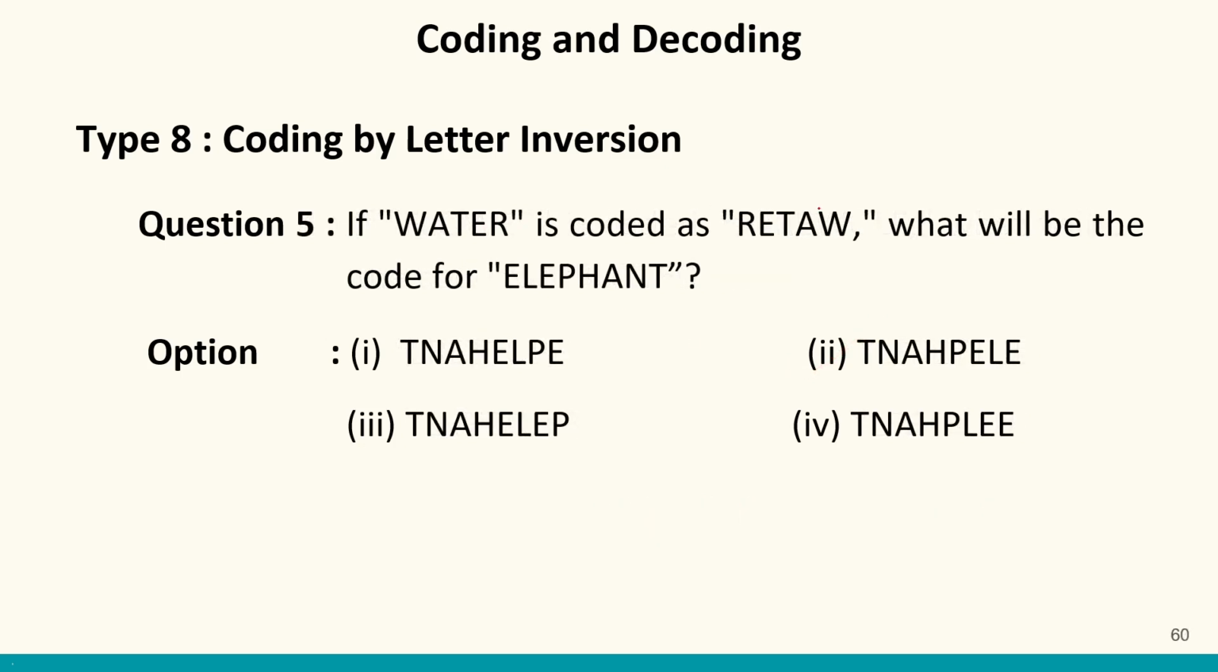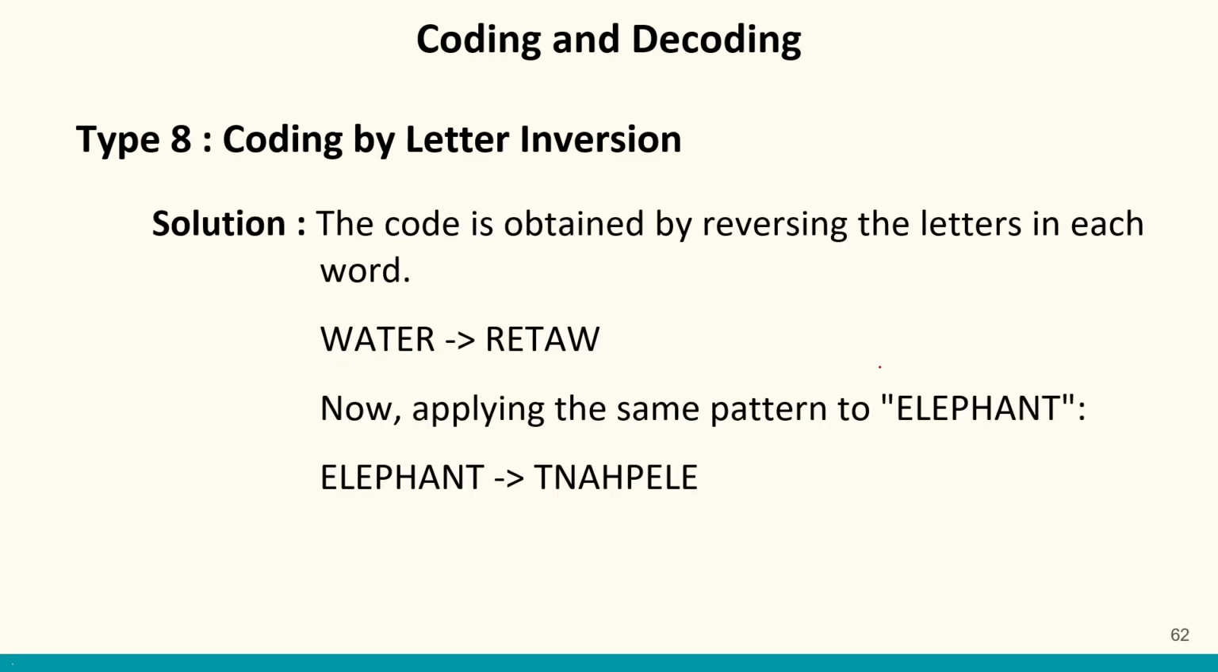Then again, similarly, we are just reversing the orders. So for elephant, it will be T, N, A, H, P, E, L, E. TNAHPELE is given in option number 2. So option number 2 will be the correct answer. You can just look at the answer over here.